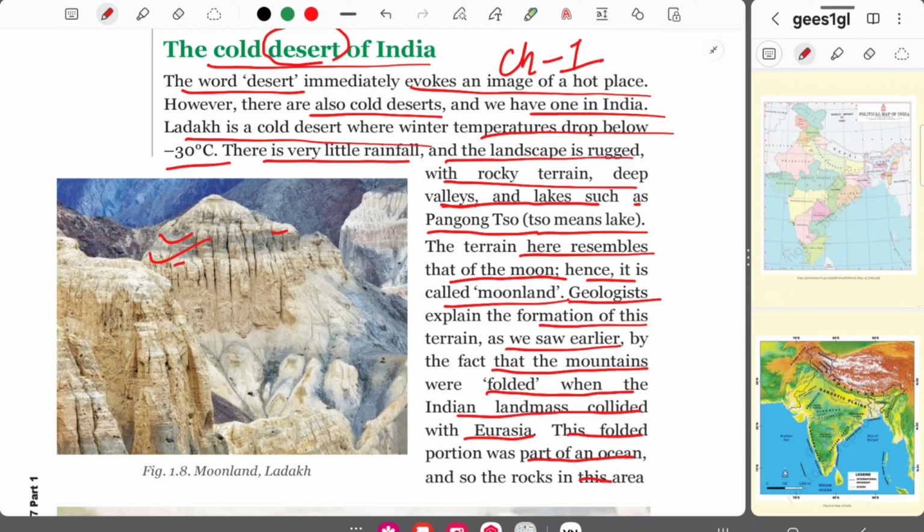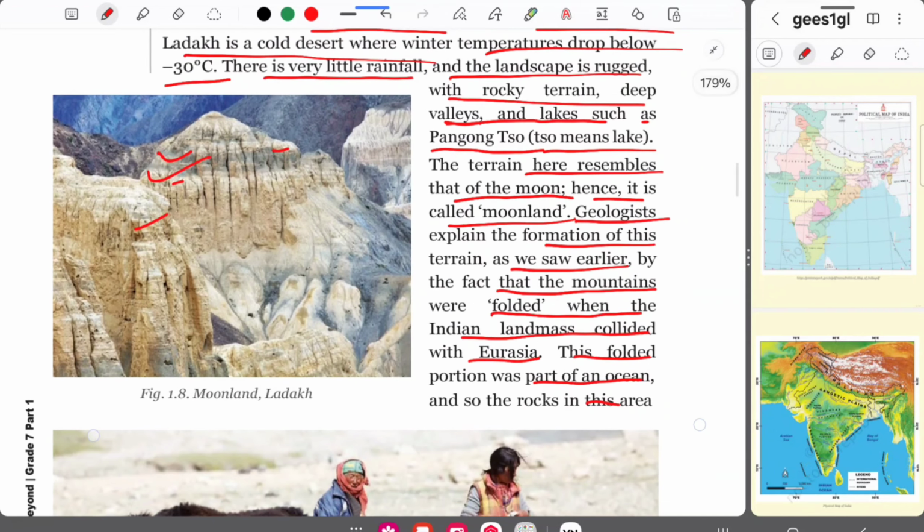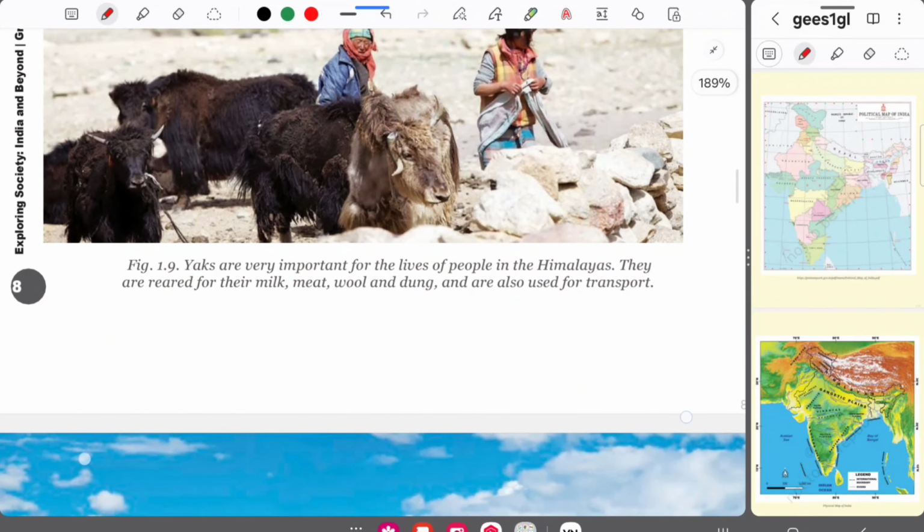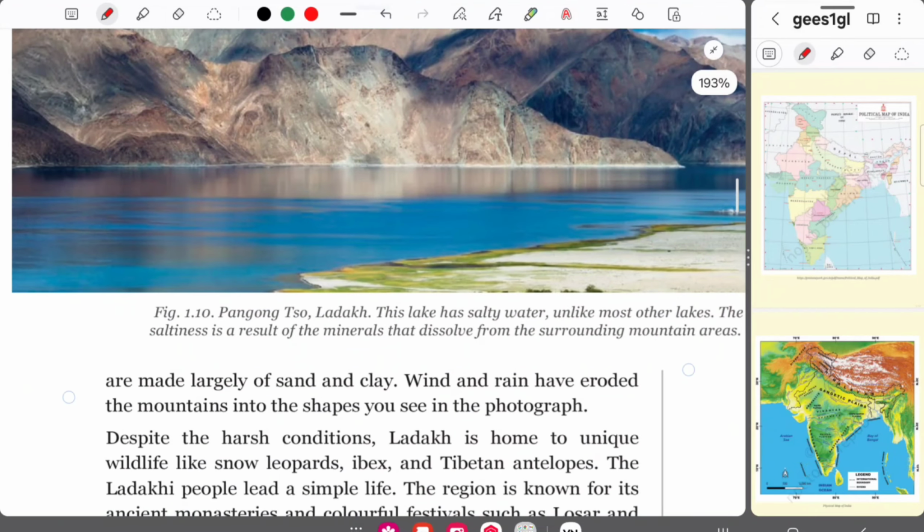That is why this terrain is very dry, and there is no greenery at all, because it was all ocean, and these rocks are all clays. The rocks in this area are all clay and sand. So that is why this lake over here is also very salty. We'll come to know. Let us first complete our sentence.